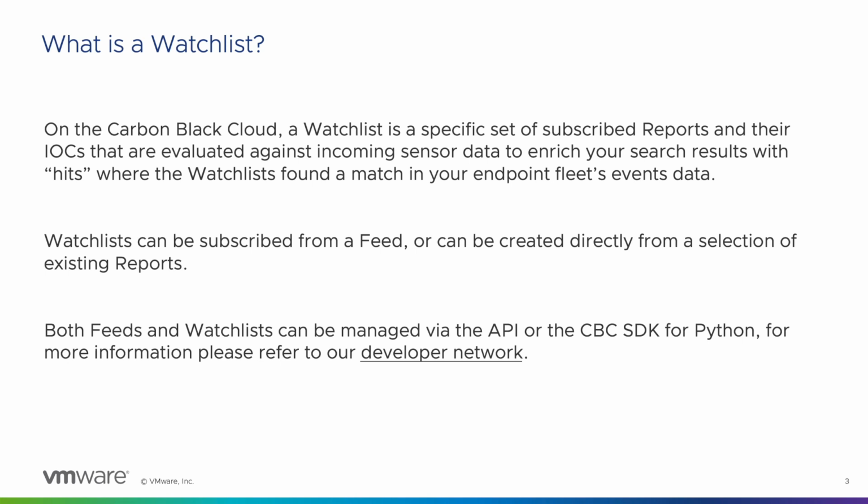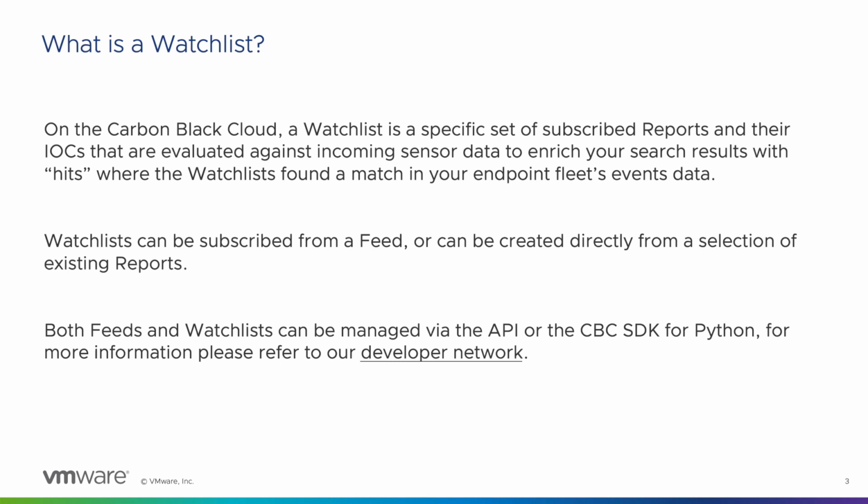Once created, a watch list can be edited in one of three ways. A new report can be added, existing reports in the watch list can be disabled or enabled, or the watch list as a whole can be unsubscribed from or disabled. And this is handy for alert tuning. Both feeds and watch lists can be managed via the API and the CBC SDK for Python. For documentation on this, please refer to developer.carbonblack.com.